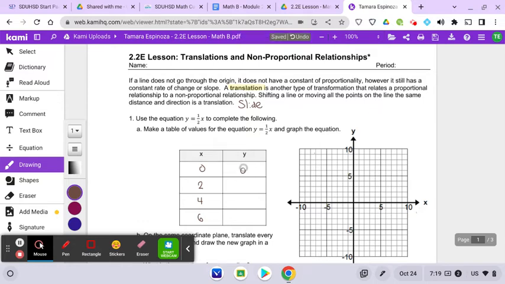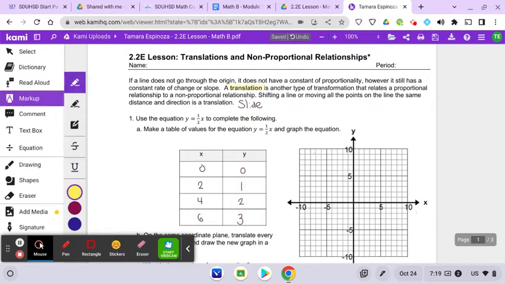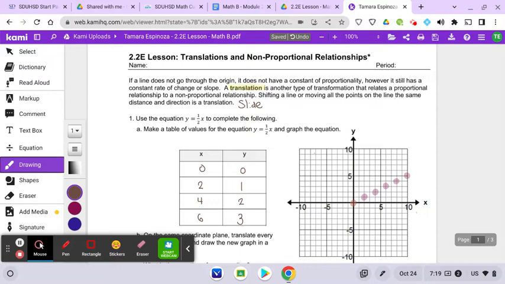So half of 0 is 0, and half of 2 is 1, and half of 4 is 2, and half of 6 is 3. Okay, so I can use my table to plot the points, or I can look at the equation. I know that it goes through the origin. I know that its slope is 1/2. So every time I go up 1, I go over 2. Up 1, over 2. Just need enough points to make a line that you're comfortable with drawing. And then we take our line all the way through the graph.